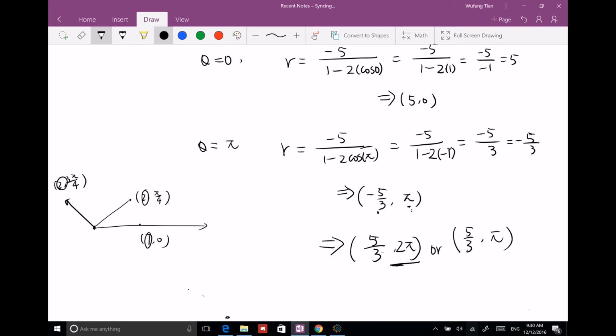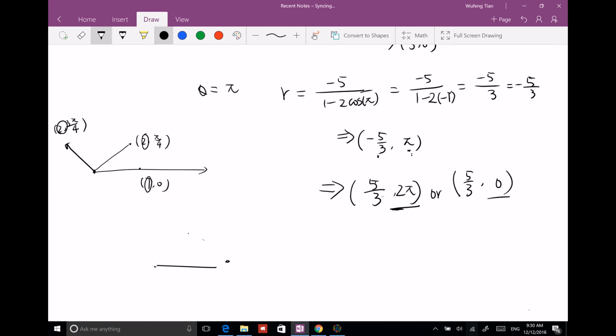These 2 points are the same because 2 pi and 0 are the same angle. 2 pi is equal to 0, since it goes a circle. If the point here is 0 and it goes 2 pi, you go a circumference angle, 360 degrees, and go back to this one again. So either one is fine because they're the same thing. Whenever you change the negative r into positive r, you add pi or subtract pi, and it goes back to the original point again.